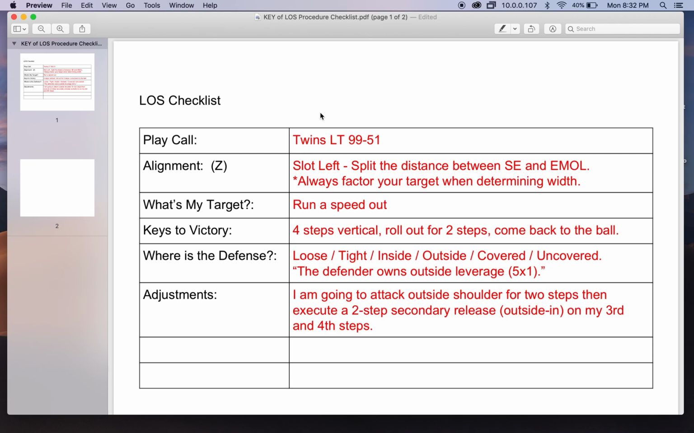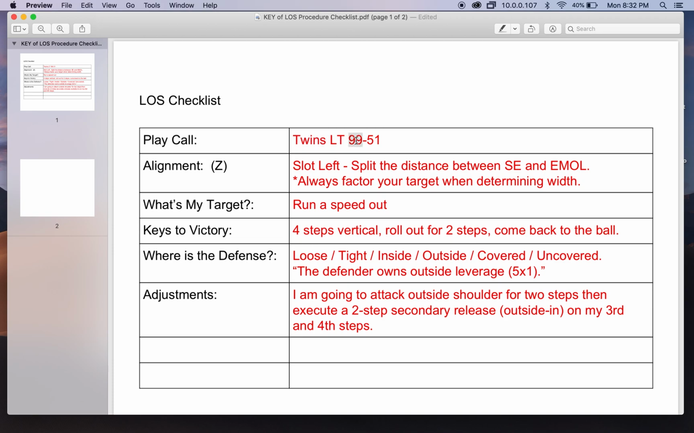So the quarterback calls out twins left 99-51 in the huddle. Now you ask yourself, well, what do I do? After we yell break, you should be talking to yourself as you head to the line of scrimmage. The first thing you should decipher: twins left, we know that is our formation. Because I am the Z for the purpose of this example, I know that I am heading to the left side of the formation because I am going to be a part of the twins.